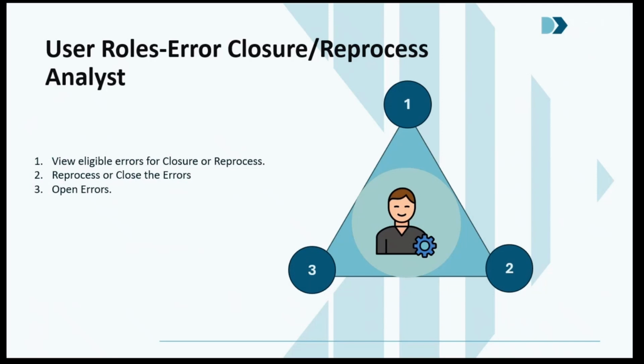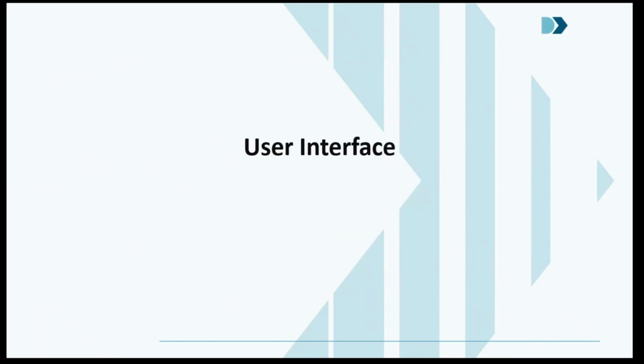They can review ready-to-reprocess errors for accuracy, ensure all required actions and comments are in place, confirm that the root cause is addressed before closing or reprocessing the error, update resolution status and closure remarks, and reopen the error if incorrectly closed. Now that we know who does what, let's see how the system actually supports them on screen.